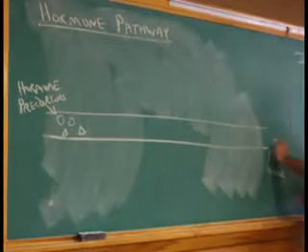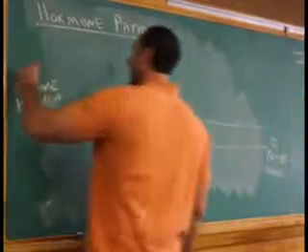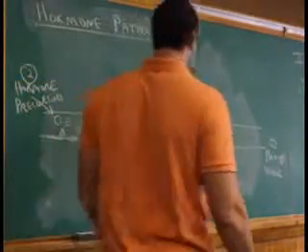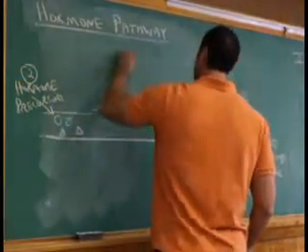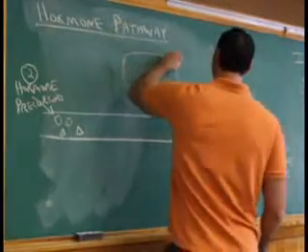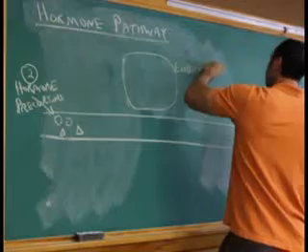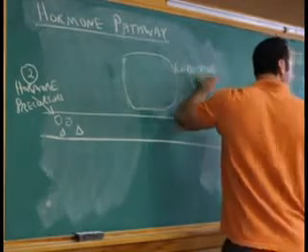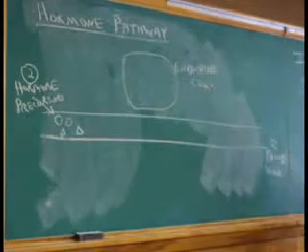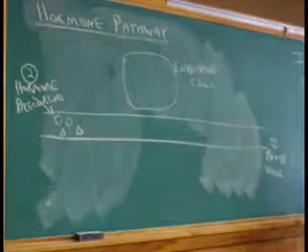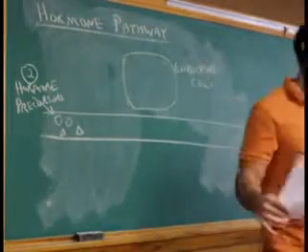1, we have a blood vessel. 2, we have hormone precursors. 3, we have an endocrine cell. And we're going to learn about where these cells are located in glands throughout the body. But for now, we know we've got a generalized endocrine cell.